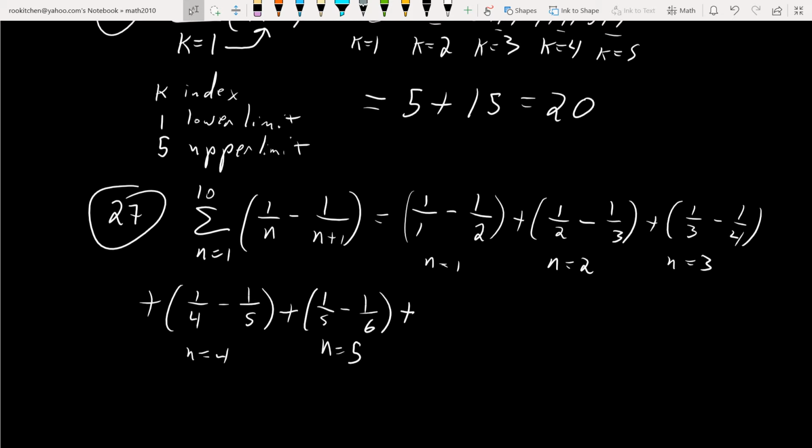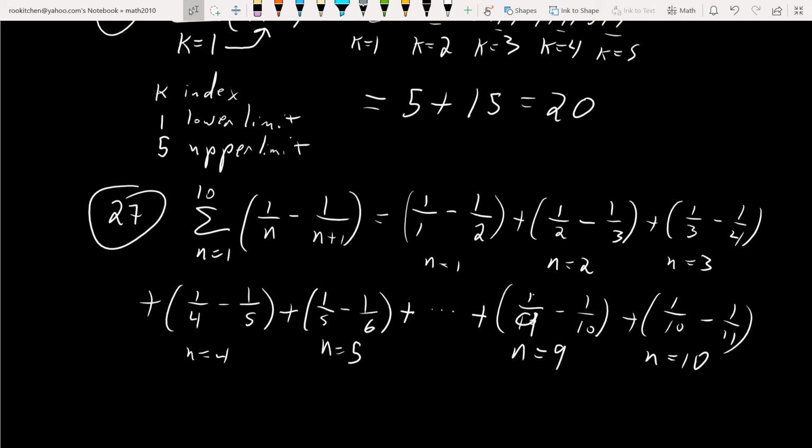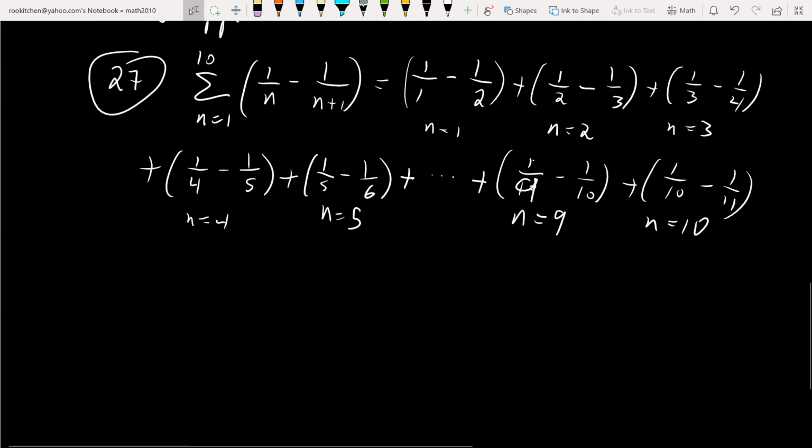And sometimes it gets annoying having to write everything out. So you just put a dot, dot, dot, and then plus, let's put in the last couple, right? So n equals 9, maybe. The one before 10 is n equals 9. That'll be 1 over 9 minus 1 over 10. And then the last guy, n is 10, I have 1 over 10 minus 1 over 11. Okay. This is a special kind of series. It's called telescoping, and you see it in Calc 2.